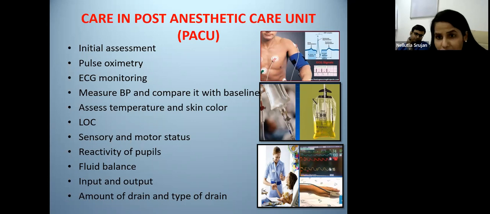All the parameters have to be assessed hourly. For the first hour, we monitor the patient every 15 minutes. Later, every 1 hour, we have to keep close monitoring on all these aspects. ECG monitoring is also essential. As the patient is nil per oral, there can be chances of the patient getting dehydrated, so we need to cover that by providing IV fluids adequately. How many ml per hour it has to go on, and how many drops per minute.